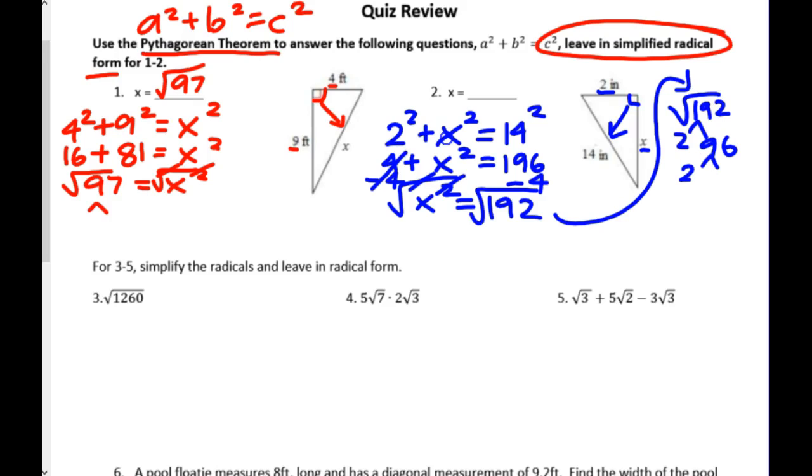What do I get? 48, that's even, divided by 2. 24, that's even, divided by 2. That's even, divided by 2. Divided by 2. All right. It's a lot of 2's, right? And remember, every time you break it down, that number goes away. So I have 2, 2, 2, 2, 2, 2, 3.